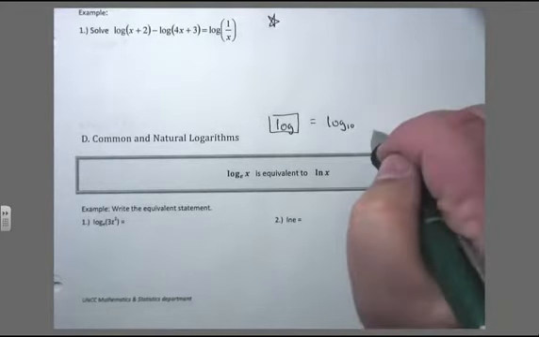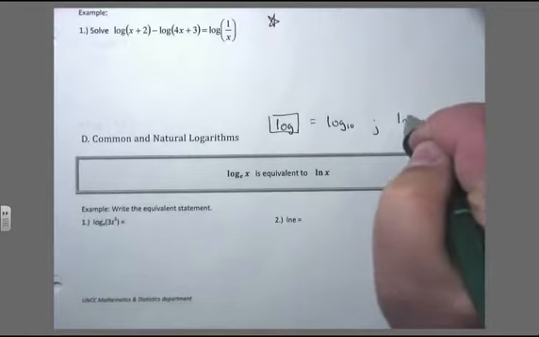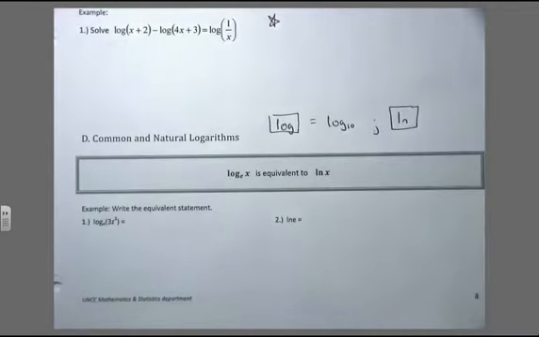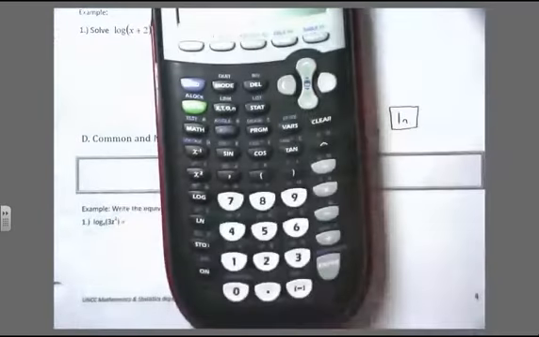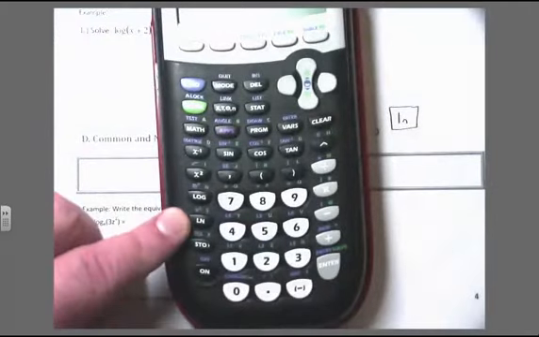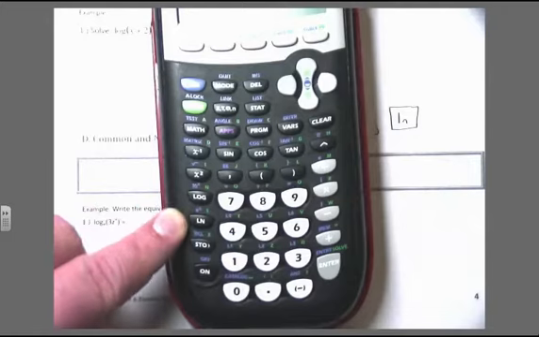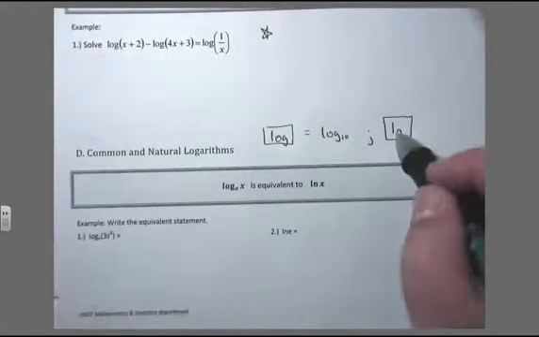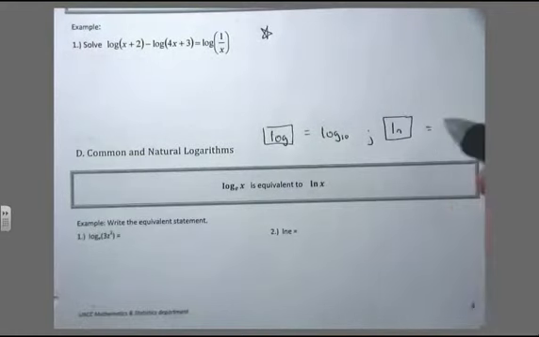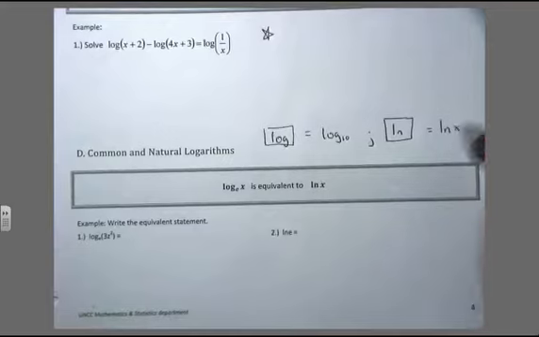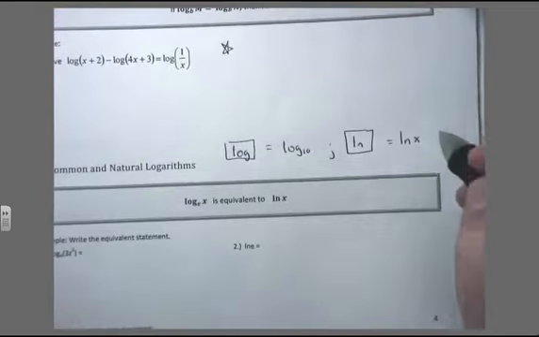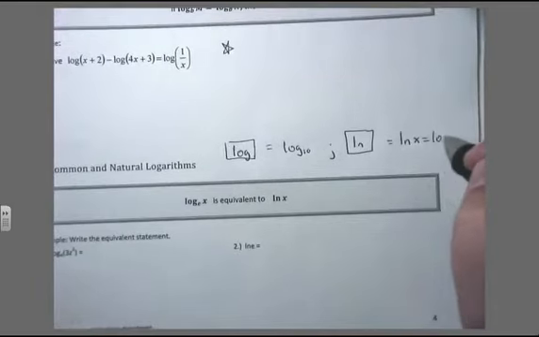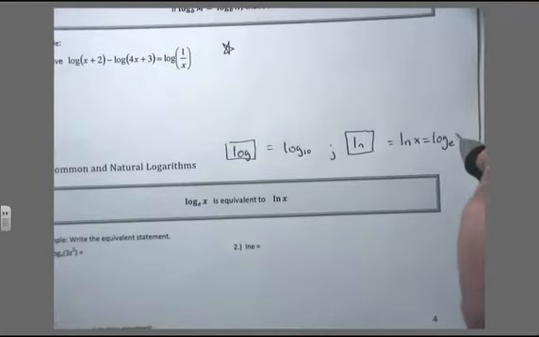There is another log button on your calculator, and that other button is an LN button. You will see the LN button located right there, just below the log button. It's a fancy log button, LN instead of LOG. This is LN, which stands for the natural log, and the natural log of x, by definition, is equal to the log base E of x.